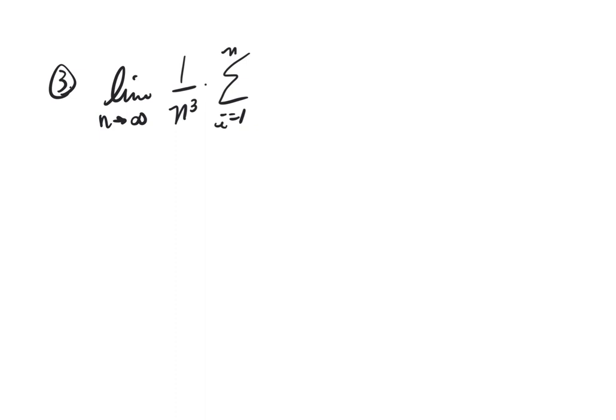The third limit slash summation combination is going to be the following. The limit as n approaches infinity, once again an infinite limit, of 1 over n to the third times the summation from i equals 1 to n. This time we're going to have a variable squared.